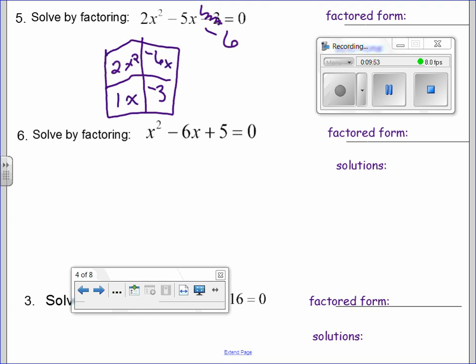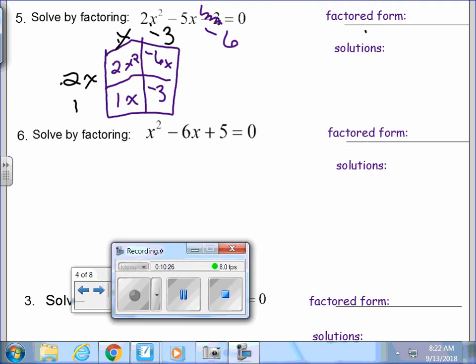So what do we have in common in our top row that we can pull out front? A 2 and an x. 2x times x is 2x squared. That's an x up there. 2x times negative 3 would be a negative 6x. And then x times 1 would be 1x. So factored form over there on the left would be 2x plus 1 with x minus 3.